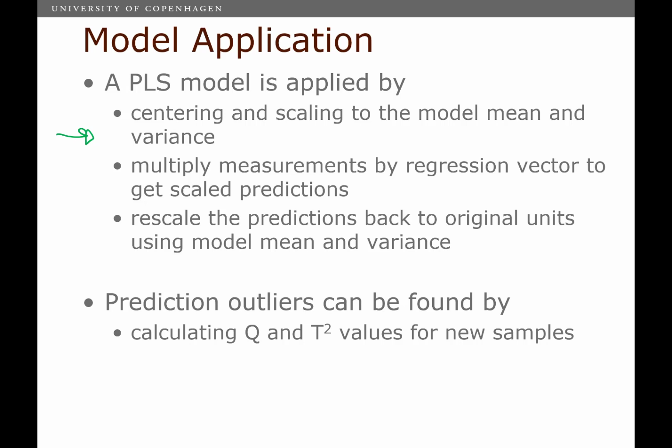And you can do outlier diagnostics using the Q and the T squared values for the new samples. For the new samples, you won't know the actual Y value, so you can't use prediction error, of course. But you still have the Q and T squared indicating whether the new X data are strange compared to your calibration data. And you should always check that before you actually do the prediction.